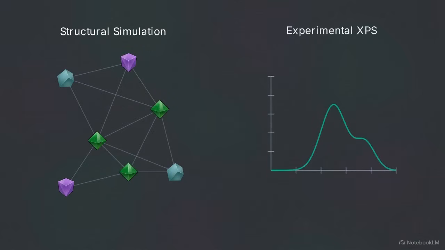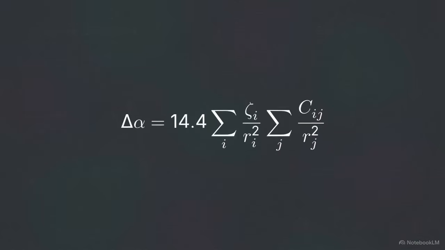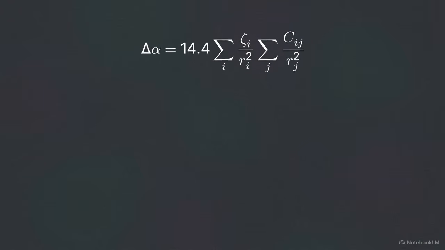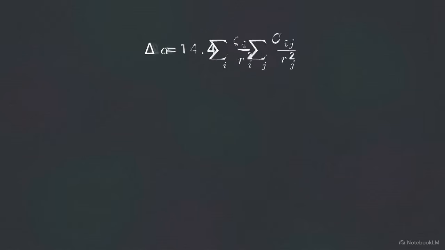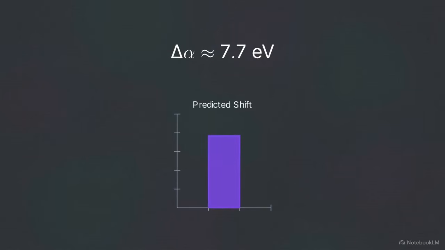We connect these structural simulations to the experimental XPS data using Moretti's electrostatic formulation. This equation calculates the energy shift based on ligand distances, labeled R, and their polarizability volumes, labeled zeta. Extracting the averaged ligand fractions and geometries from the simulations allows us to calculate the expected macroscopic Auger shifts.